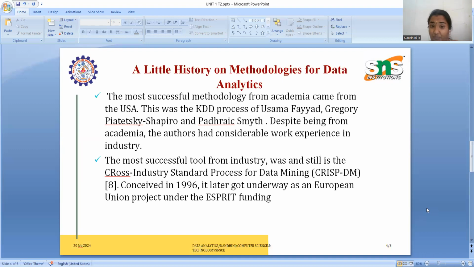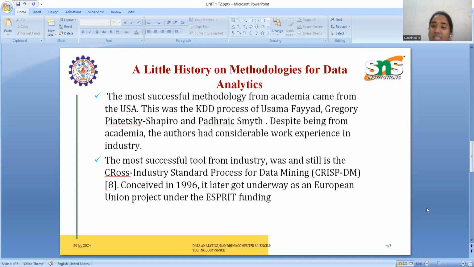After that, the most successful methodologies: what are the methodologies we use in data science? There are several methodologies, but we use two in data analytics. One is the CRISP-DM methodology, that is, Cross-Industry Standard Process for Data Mining, and the next one is the TDSP, Team Data Science Process.